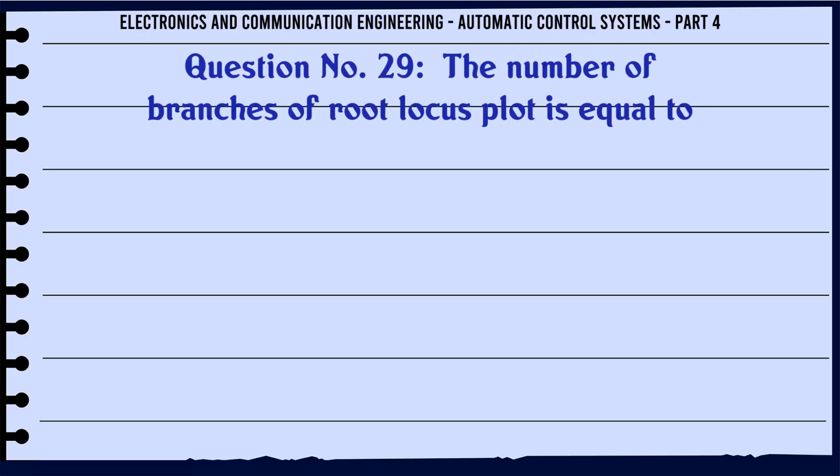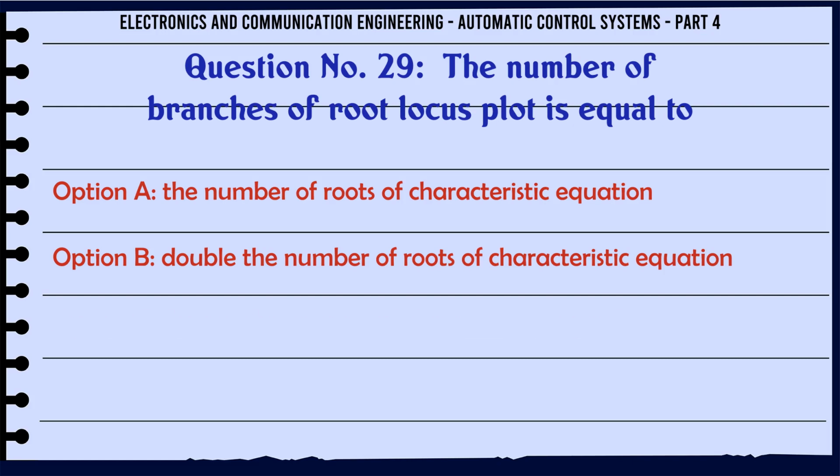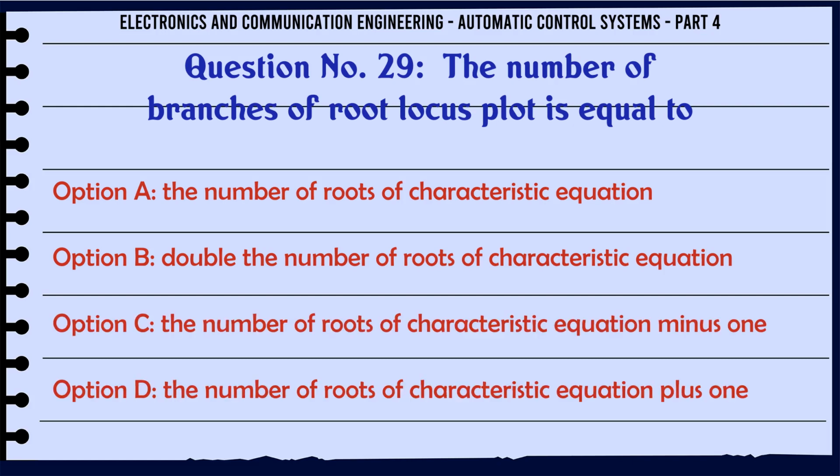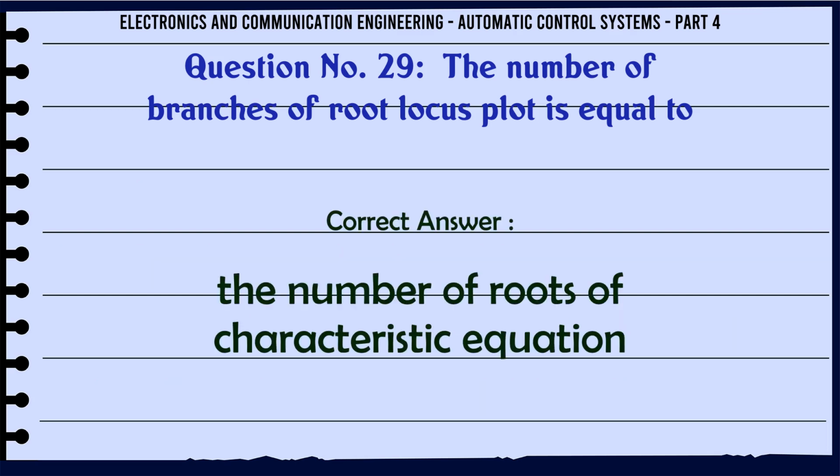The number of branches of root locus plot is equal to: A. the number of roots of characteristic equation, B. double the number of roots of characteristic equation, C. the number of roots of characteristic equation minus 1, D. the number of roots of characteristic equation plus 1. The correct answer is the number of roots of characteristic equation.